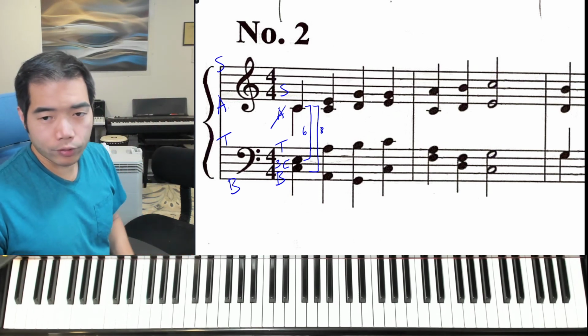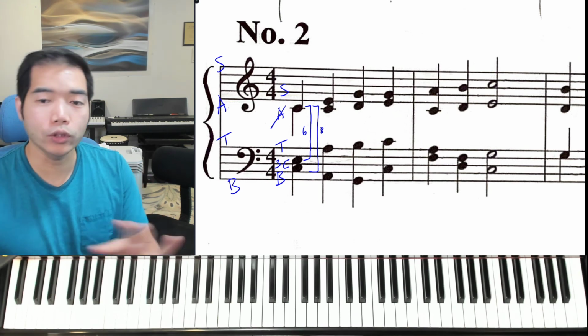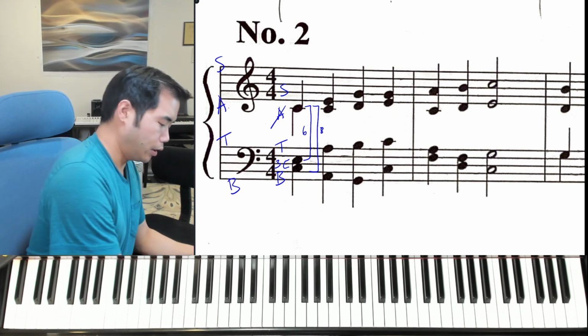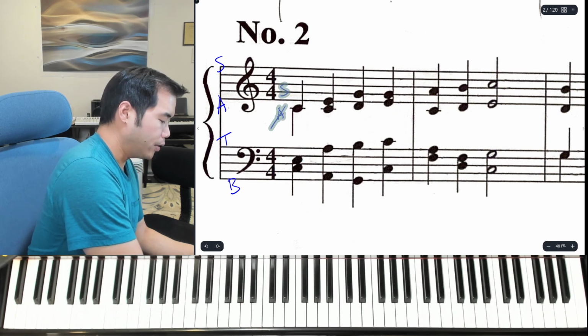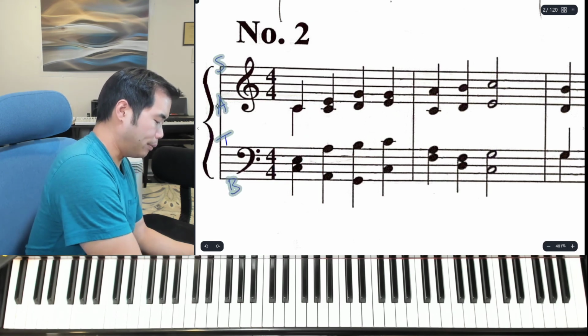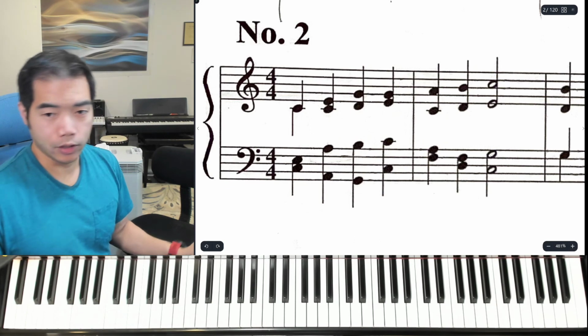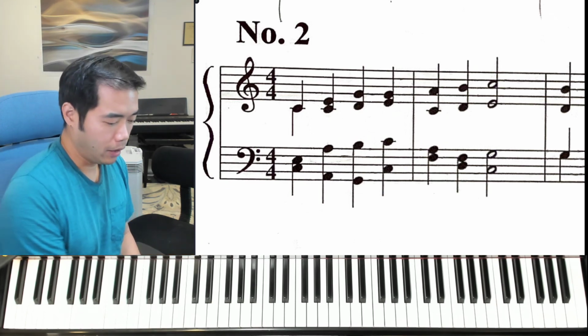We'll be doing a separate video detailing the rules and how to find errors in 4-part writing. But this is just showing you how you'll actually be applying what we just talked about, comparing 2 voices in your actual analysis of 4-part writing.